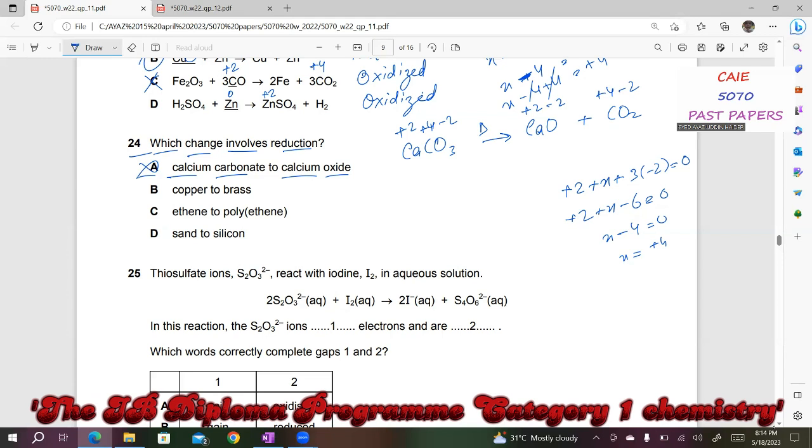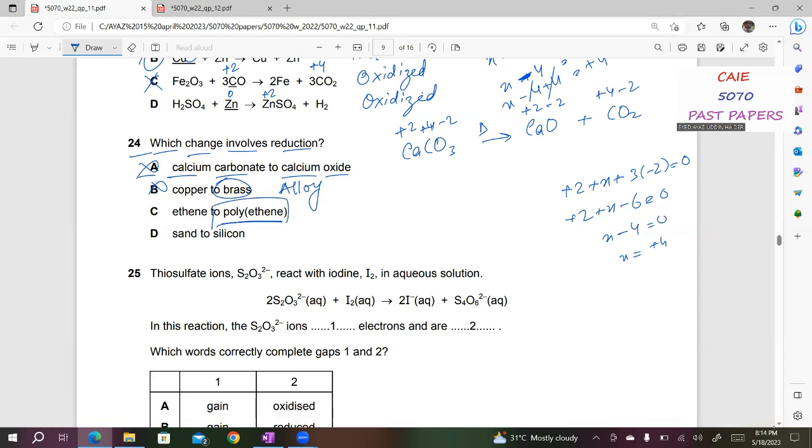B. Copper to brass. Brass is an alloy, so it's a physical mixing. It does not involve any reduction. C. Ethene to polyethene. Ethene is a small molecule. When many small molecules join, they give big molecules, macromolecules. Polyethene is a macromolecule polymer here. So this is again wrong. D will be the right answer.